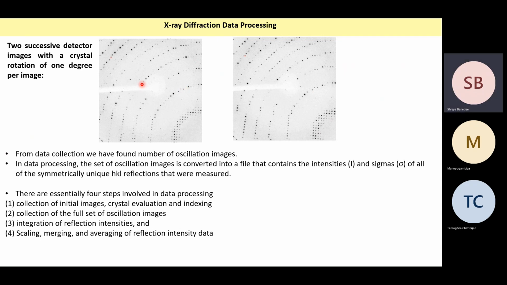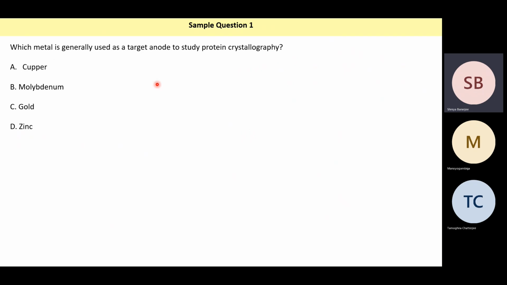So this concludes our discussion on the instrumentation of X-ray crystallography and symmetry. So now we will go through some sample questions. The first question is: which metal is generally used as a target anode to study protein crystallography? I'll give you some time to go through it, and then I'll discuss the answer.